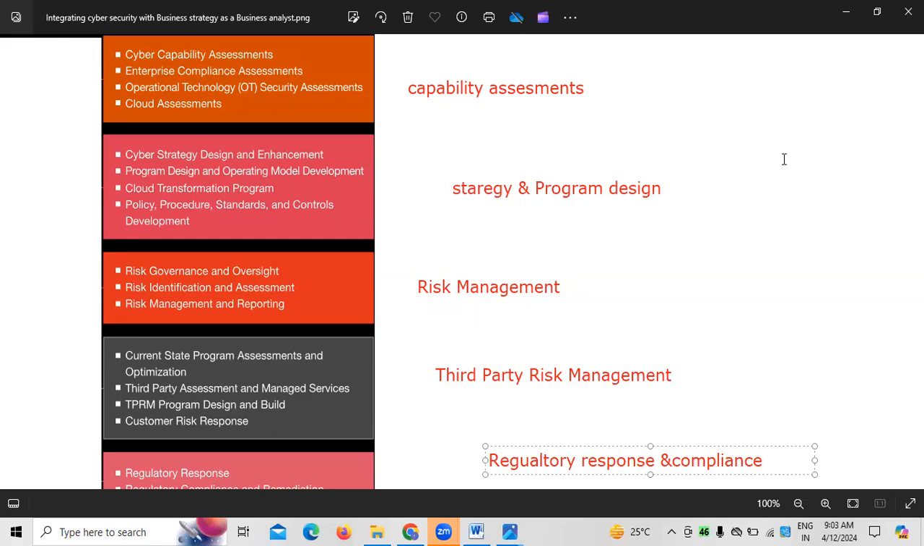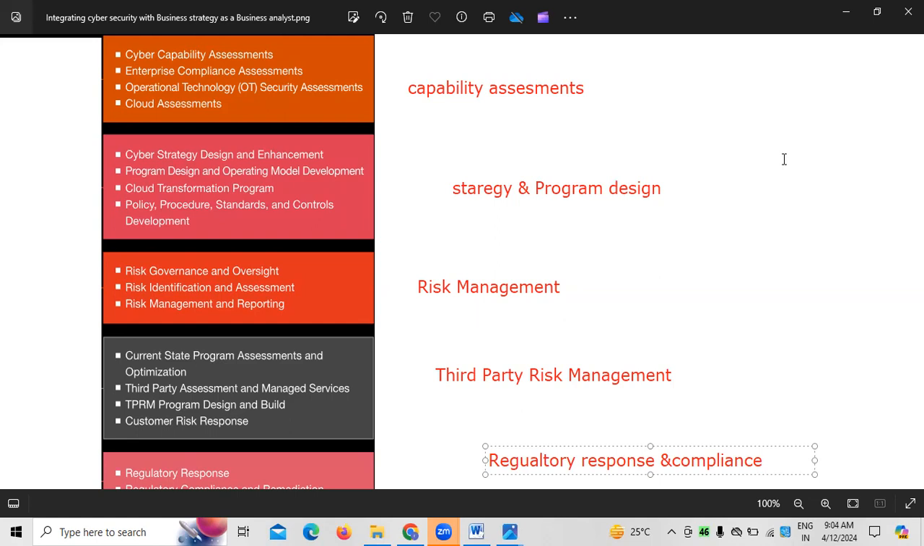Most of the applications nowadays use cloud services, so cloud services is something we are focusing more on. Understanding the cloud assessments in context to the implementation is what we have to focus more on in this regard. The next is strategy and program design.